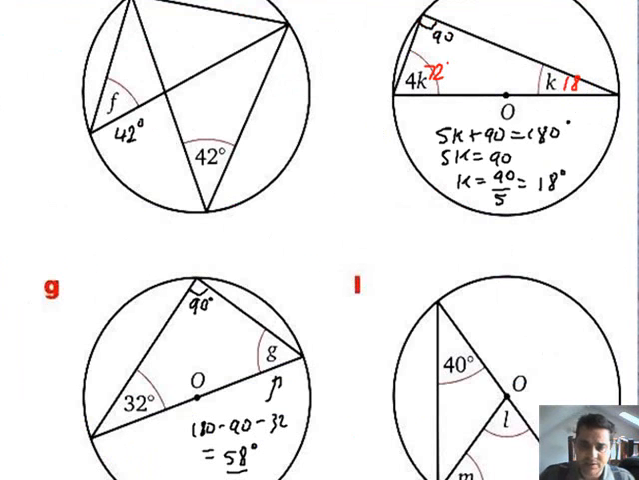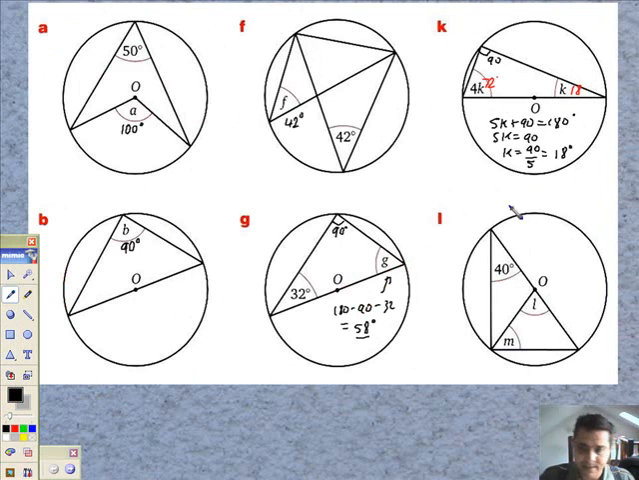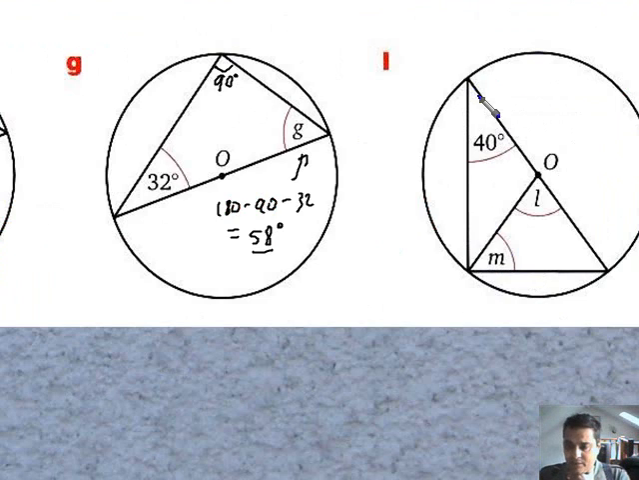Alright, let's just do L now. Back to black. What have we got? Just study this carefully. I've got a diameter. I've got 40 degrees, which means that and that is the same because they're both radii, and incidentally this will be the same as that one because again they're radii.